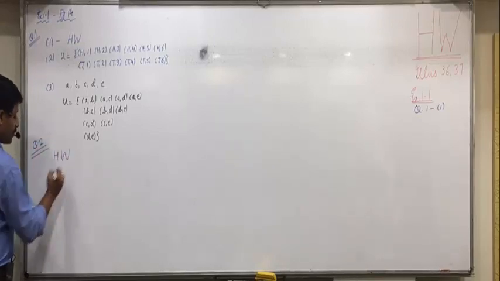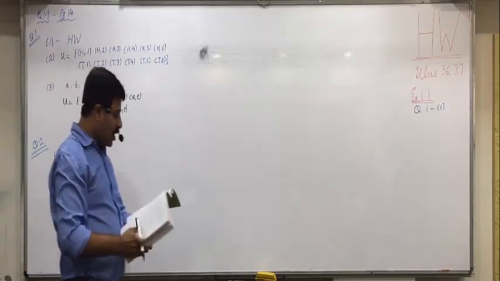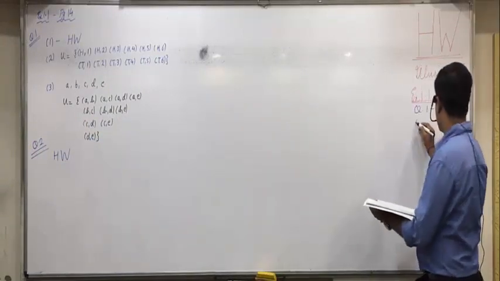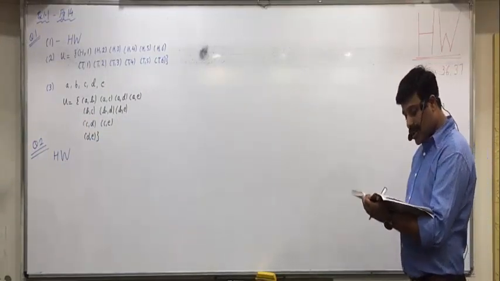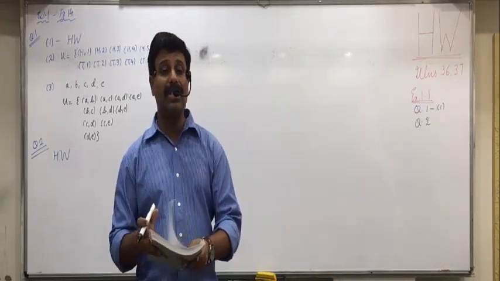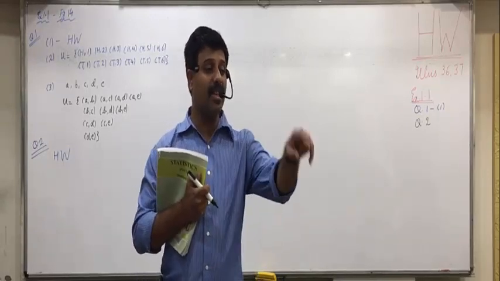Homework. See that? It's a very simple one. Write the sample space for the marks in integers scored by a student appearing for an examination of 100 marks. What will be your sample space? Not 100. You'll start with 0.